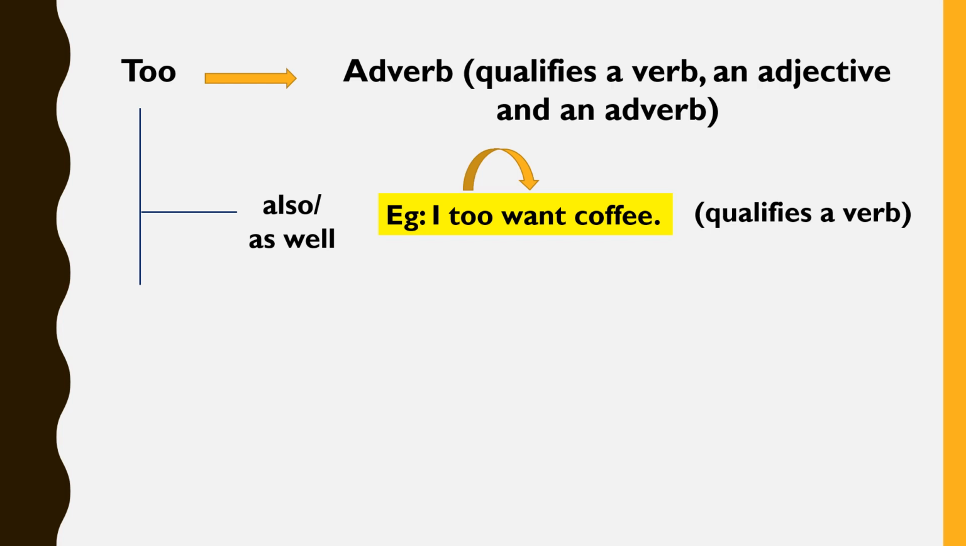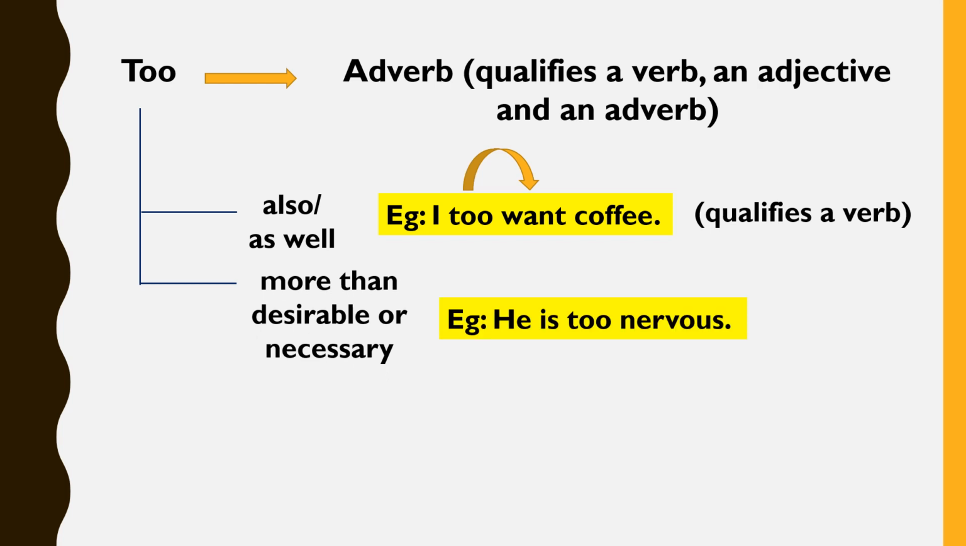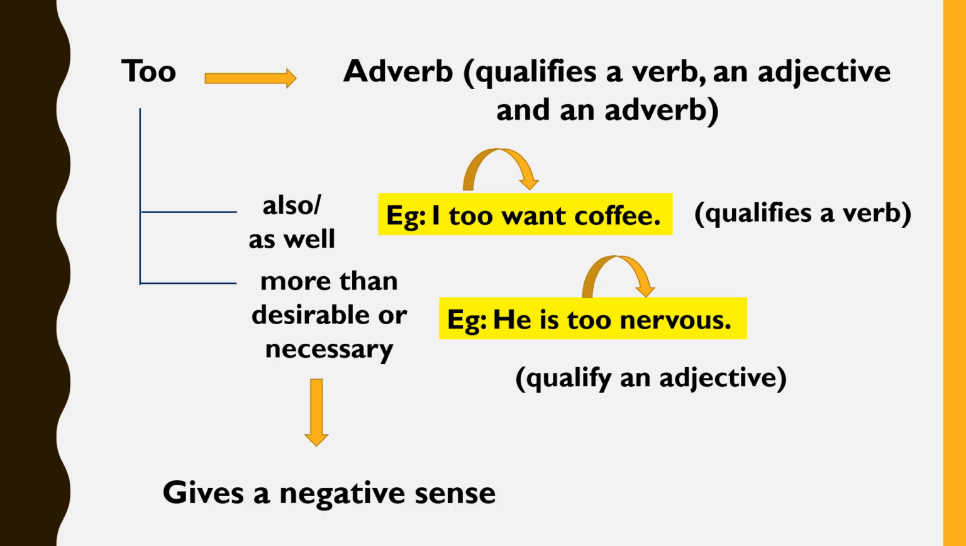The second meaning of too is something that is more desirable or necessary. For example, he is too nervous. Here, the adverb too qualifies the adjective nervous. See the meaning of this sentence. He is too nervous means he is more nervous than necessary. This gives a negative sense because anything that is more than necessary or more than desirable takes a negative sense. Therefore, the adverb too sometimes gives a negative sense.